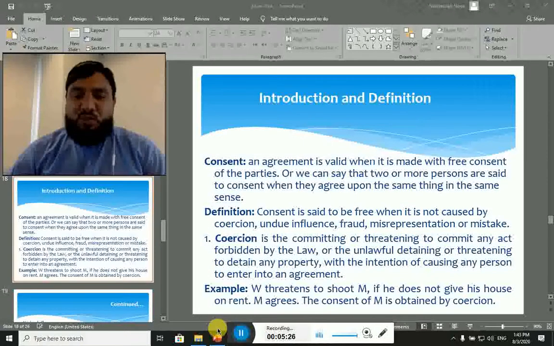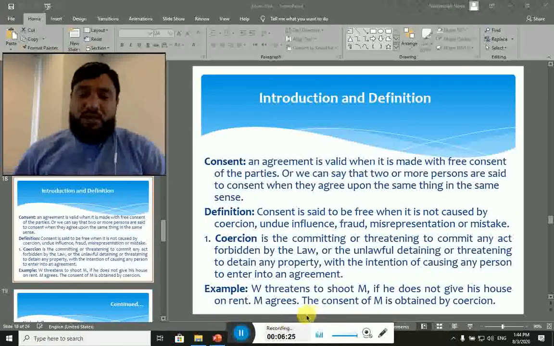There is an example. It says W threatens to shoot M if he does not give his house on rent. Now look, if you see, there is nothing wrong, because W is paying rent to M, but M was not willing to rent out his house to W until he threatened, and then M agreed to give it on rent. The owner has a free right or free will whether to give his house on rent to W or not. But here W has threatened M, so in this case the consent of M is not free. That's why the contract is not valid, right? Because the consent of M is obtained by force.